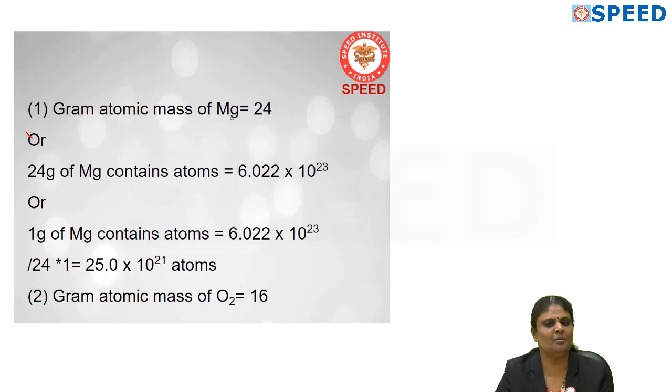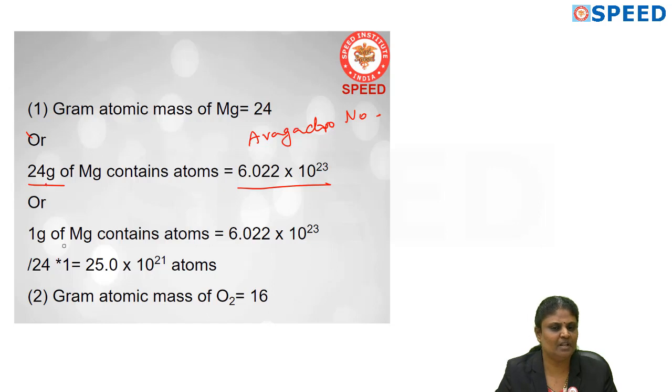So, the gram atomic mass of magnesium is 24. So, 24 gram of magnesium contains, we know this Avogadro number. So I have to calculate how many atoms 1 gram of magnesium contains. So, 6.022 into 10 to the power of 23, that is Avogadro number, divided by 24 into 1, that is for 1 gram. So, your answer is 25 into 10 to the power of 21.